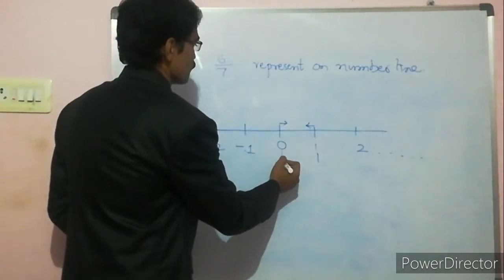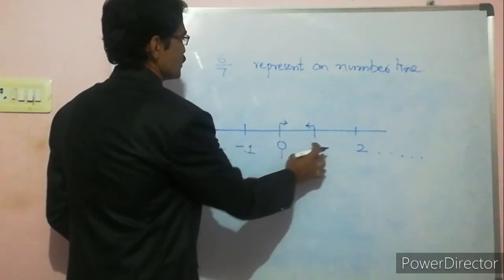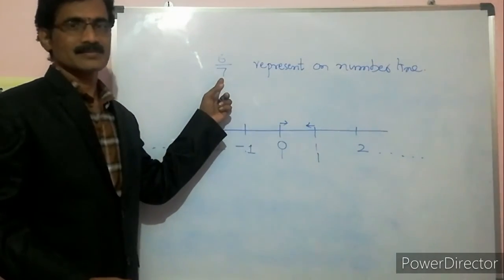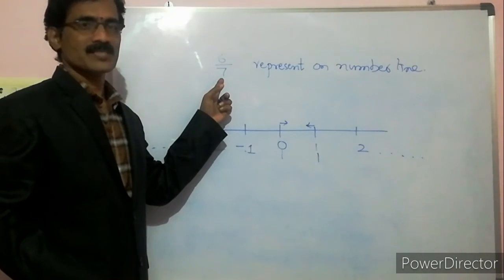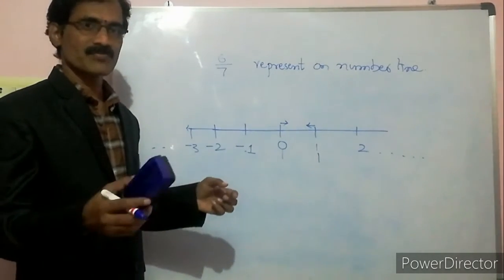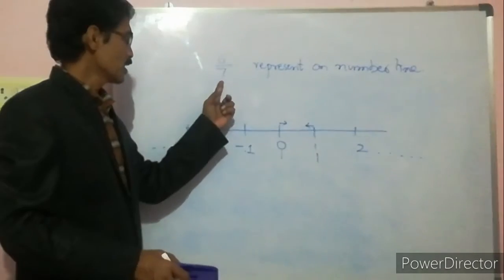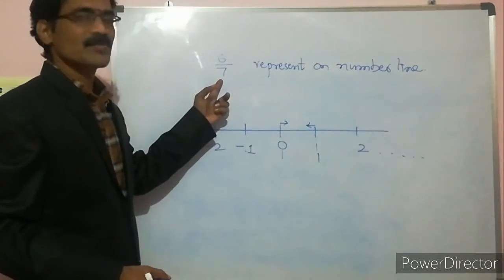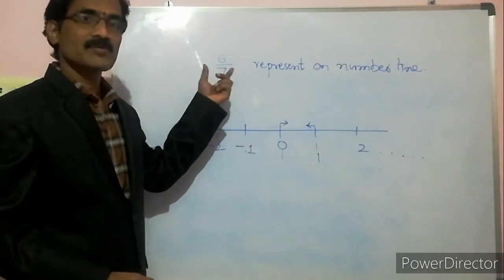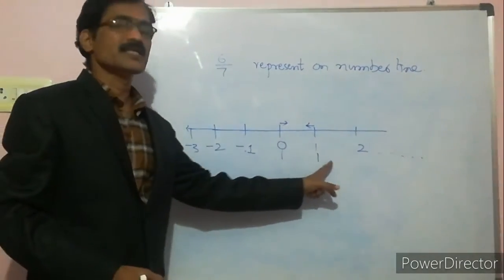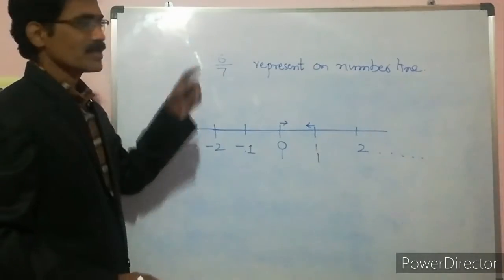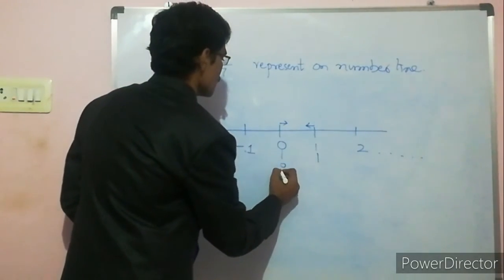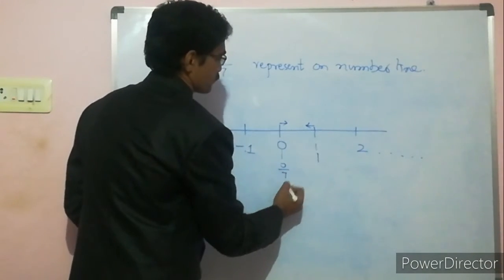So now you divide this 0 to 1 into 7 equal parts. How many equal parts are we making here? 7 equal parts, which is equal to the denominator. Why are we taking 7 parts? Because the denominator is 7. If you have denominator 8, you make it 8 equal parts. So you make it 7 equal parts, that is 0 by 7.